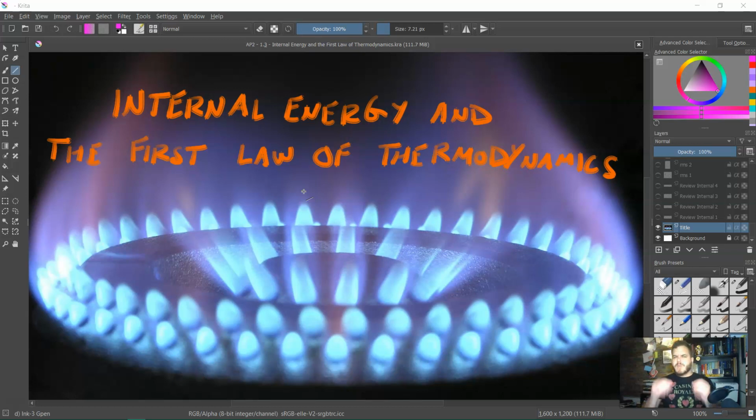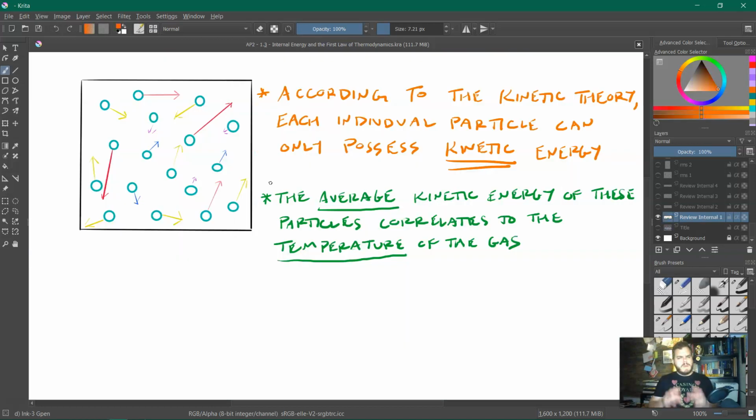Now we've gone to the crux of this unit, which really is on the topics of internal energy and the first law of thermodynamics. First off, let's review what exactly we already know about internal energy. So if we have some box here that contains a gas, all of the particles of the gas are going to be moving at a variety of velocities in random directions.